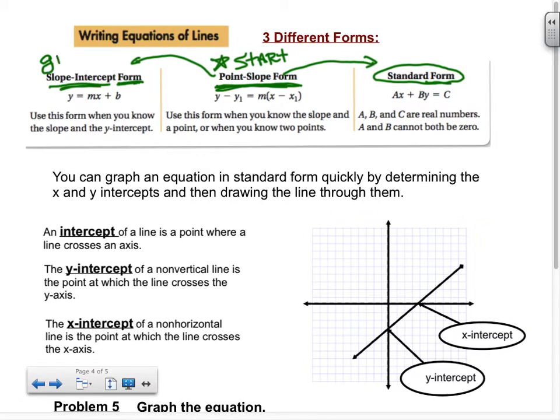This form is super easy to graph. I like this form. There's a simple way to graph it, and I will show you right now. This is a nice one to graph too. Okay, here we go.